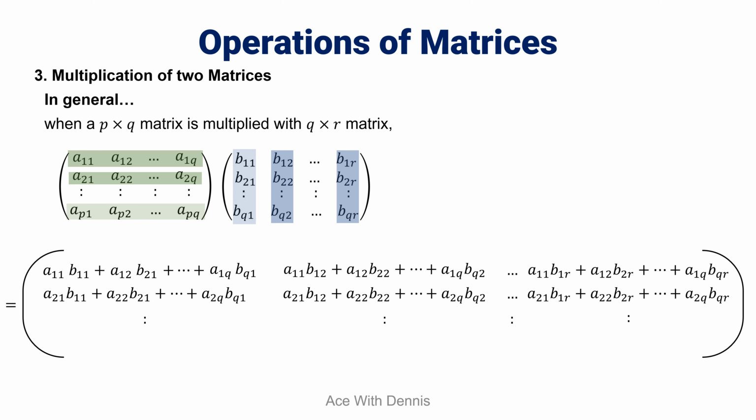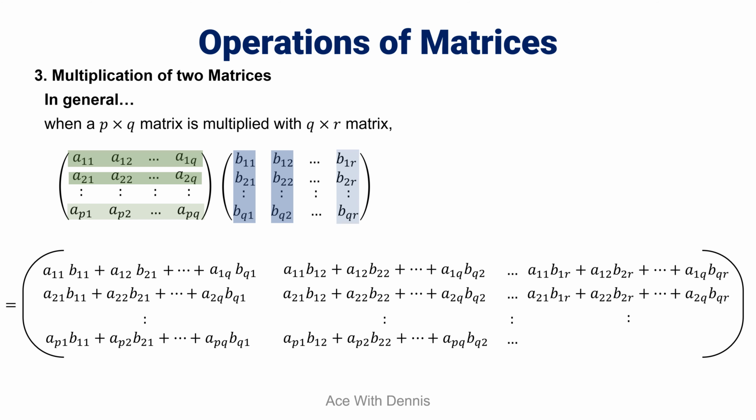We continue the process row by row until we go to the last row. So the elements will be AP1 B11 plus AP2 B21 plus all the way to the last term, APQ BQ1. Now the next element will be AP1 B12 plus AP2 B22 plus all the way to the last term, APQ BQ2.